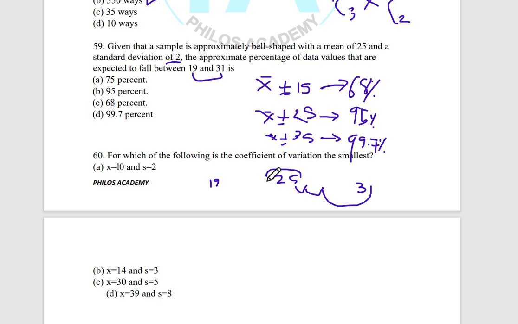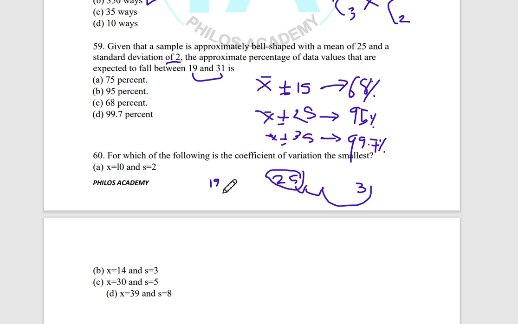25 is the mean and the standard deviation is 2. We want to check 3 standard deviations. How many standard deviations do you get from 25 to 31? Adding 2 to 25 gives 27, that's the first standard deviation. Adding 2 to 27 gives 29, the second. Adding 2 again gives 31, the third standard deviation.